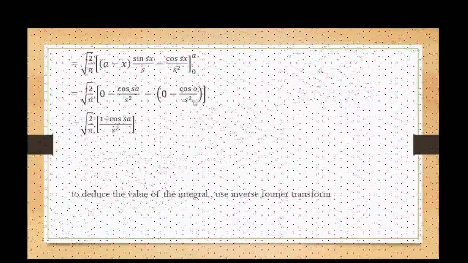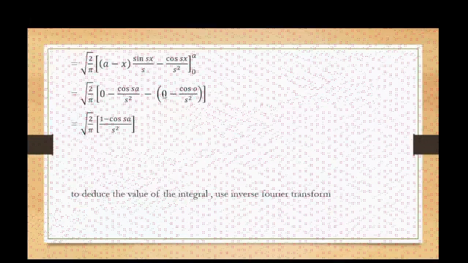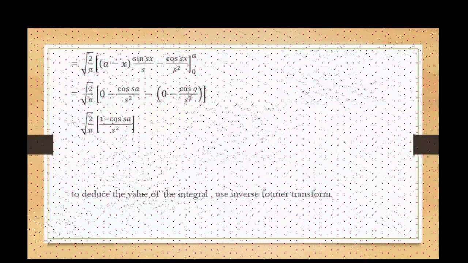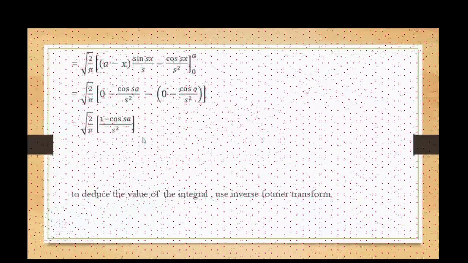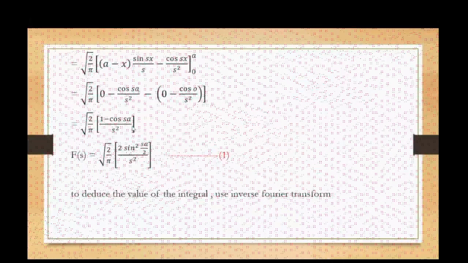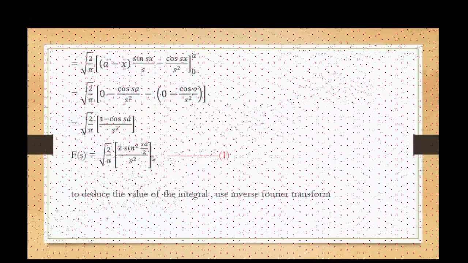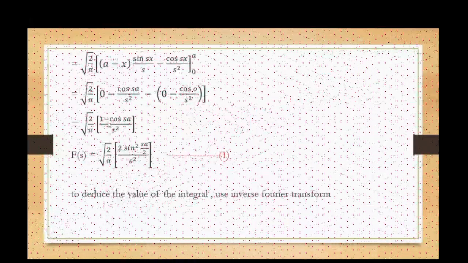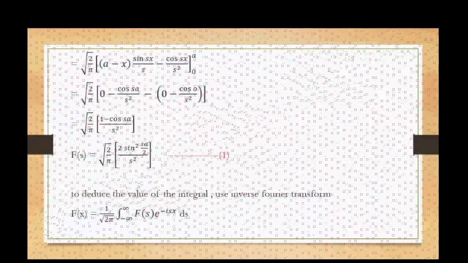So minus cos sa divided by s square, minus into minus plus cos 0 divided by s square. Cos 0 value is 1. So 1 by s square minus cos sa divided by s square. It is the value for the Fourier transform. And 1 minus cos sa, the formula for this thing is 2 sin square sa divided by 2. So the numerator is replaced by 2 sin square sa divided by 2, and let it be equation number 1.